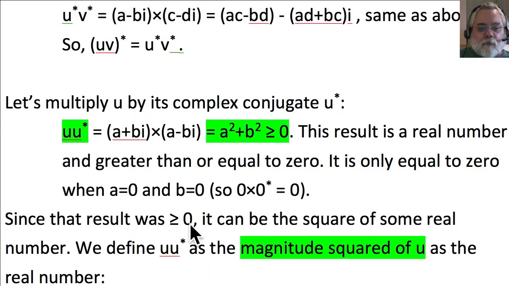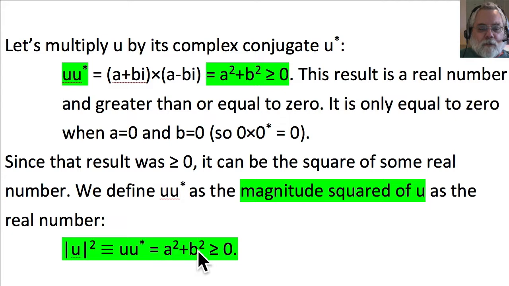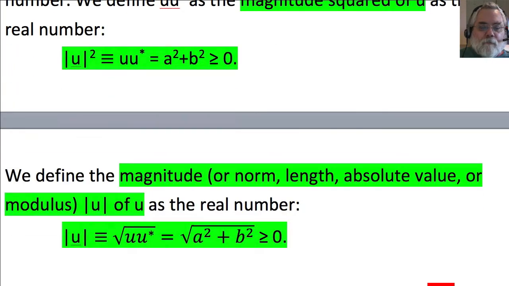Since that result was greater than or equal to 0, it can be the square of some real number. We define u u star as the magnitude squared of u, being the real number a squared plus b squared. We define the magnitude, also called the norm, the length, the absolute value, or the modulus. The magnitude of u, which we will show as single vertical bars, is the real number square root of u u star, which is the square root of a squared plus b squared, which is a real number greater than or equal to 0. So the magnitude of a complex number is a real number greater than or equal to 0.